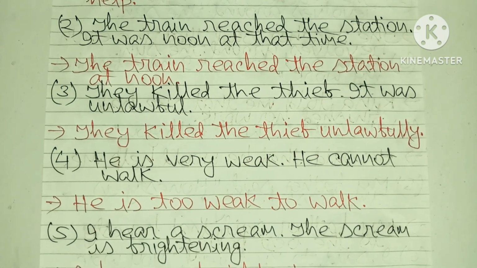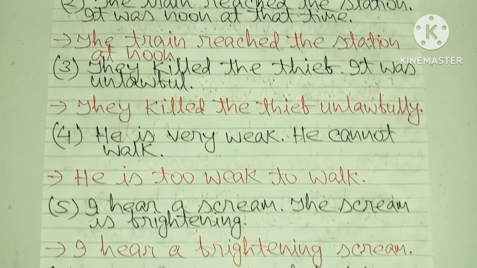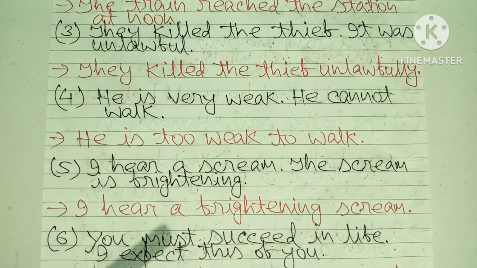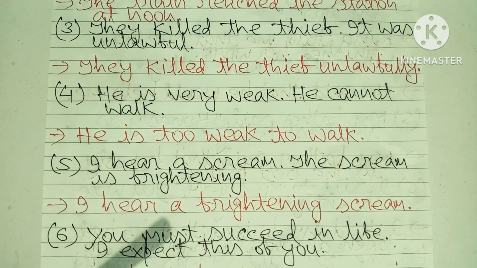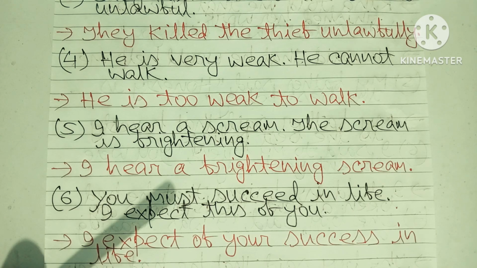Number 3. They killed the thief. It was unlawful. Answer. They killed the thief unlawfully. Number 4. He is very weak. He cannot walk. Answer. He is too weak to walk.